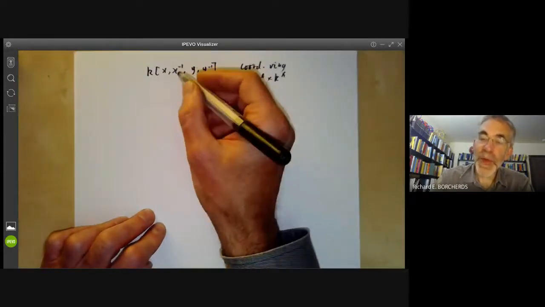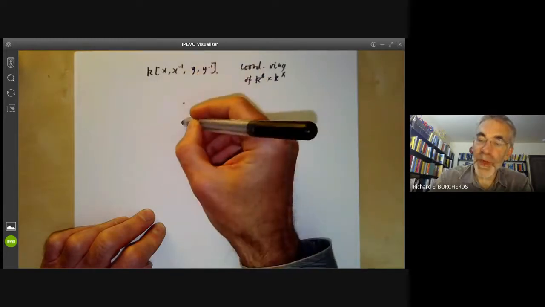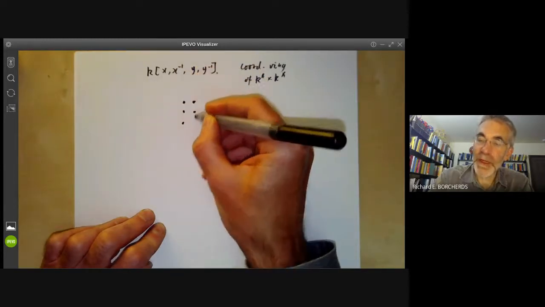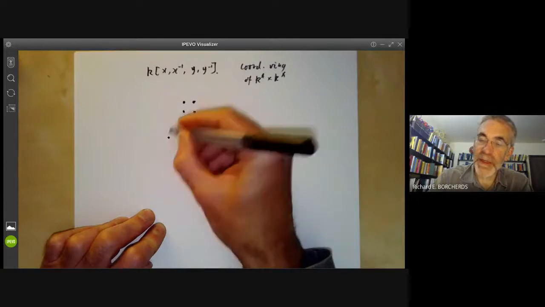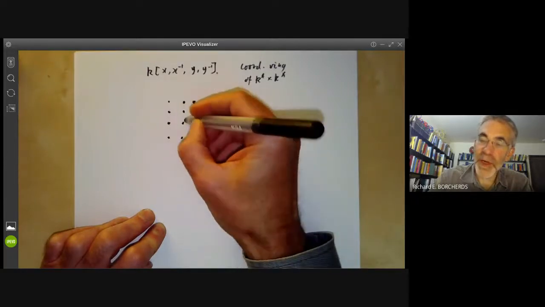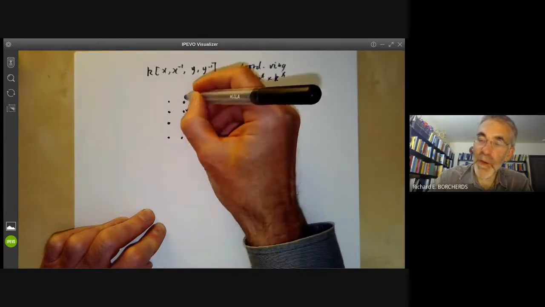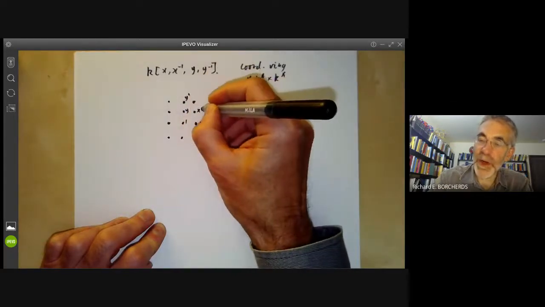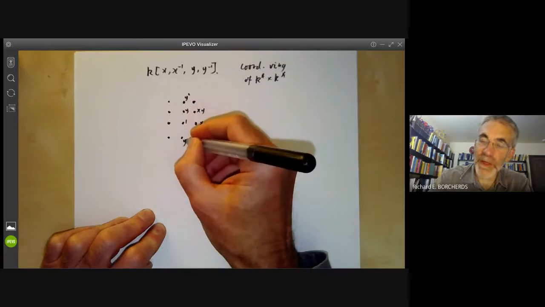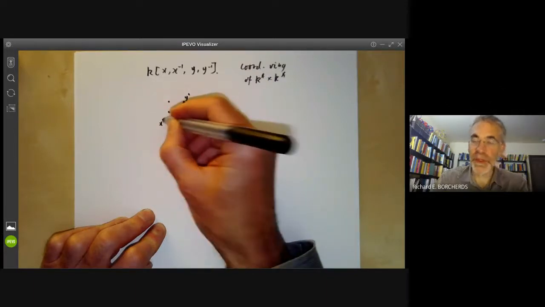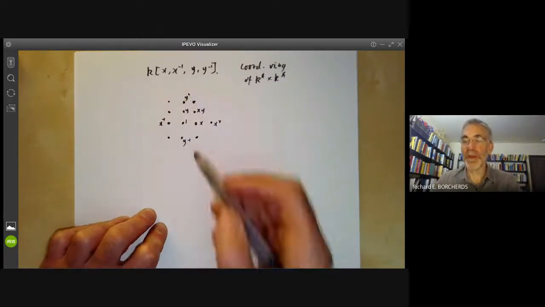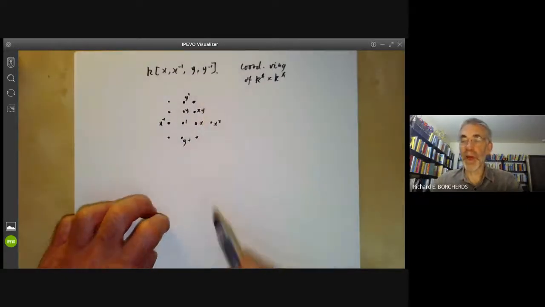And I'm going to draw a picture of this ring by drawing a point for each monomial. So what happens is I get a sort of lattice like this. And the various monomials are 1, x, x squared, and then we get y, y squared, xy. And of course, down here we get y to the minus 1, x to the minus 1, and so on. So each point of this square lattice corresponds to some monomial of this ring.